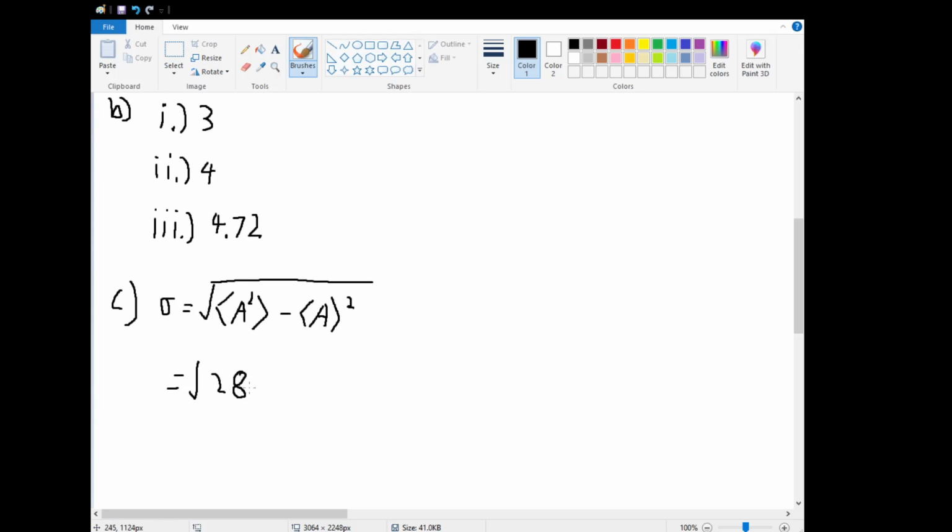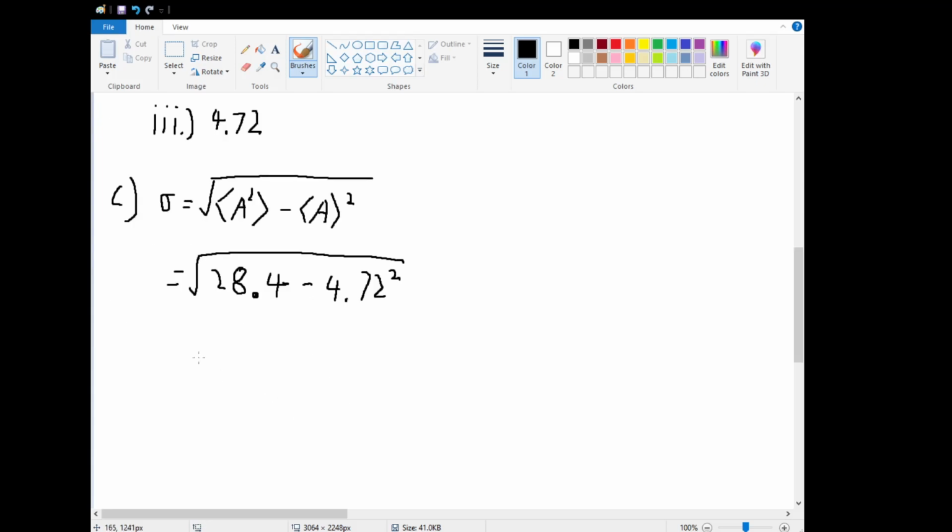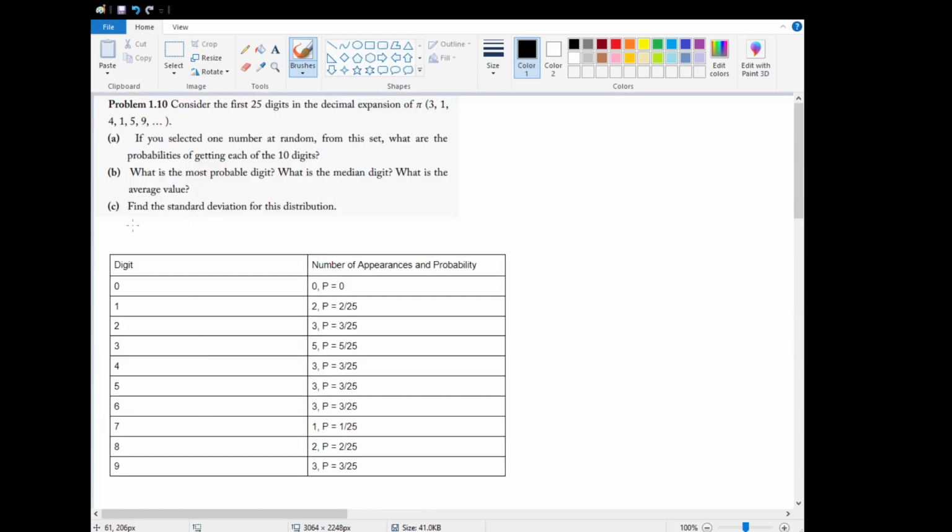And I'm just going to give that for the sake of saving time, not wasted on doing useless menial calculations. And we want to subtract that by 4.72 squared, because that is our average that we calculated in B part 3. And if we do this all the way, this becomes 2.474. And with that, we have finished 1.10.